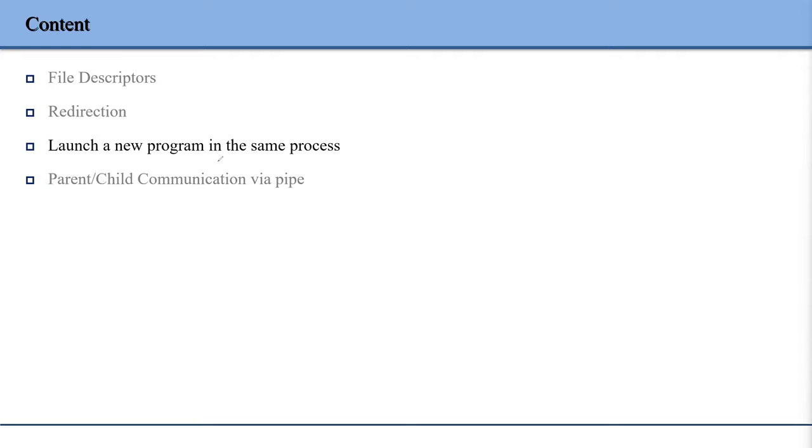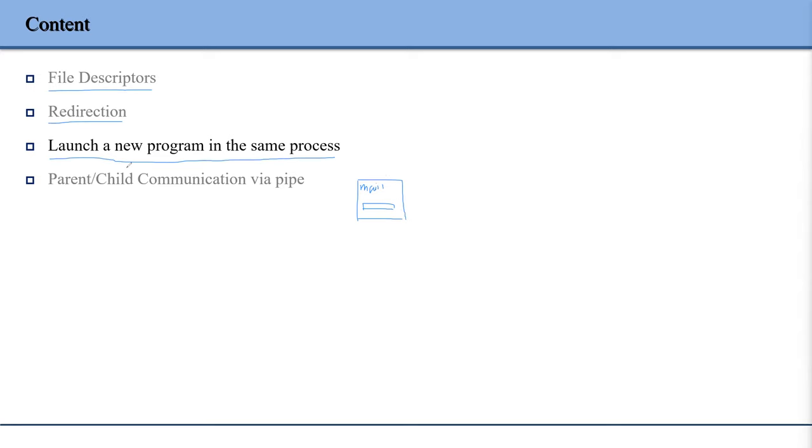So after we have the file descriptor and know something about the redirection, then we will talk about launching a new program in the same process. The basic idea of it is like, firstly, we have the main function in the current environment. And here we want to invoke another process. It is not like another function, because for a function, the current process could be blocked.